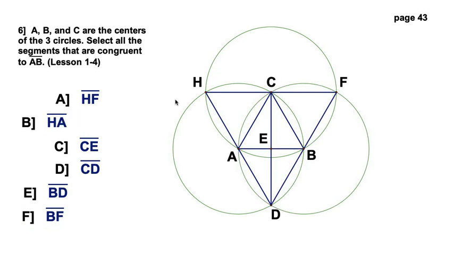And over here, I'm looking at HF. Well, HF is twice the radius, or the diameter. So this is clearly twice as long as AB. So that one's going to be no. I'm looking at CE. Well, CE is not a radius at all, and CD is not either. So none of those are radii. So we have three of a kind.